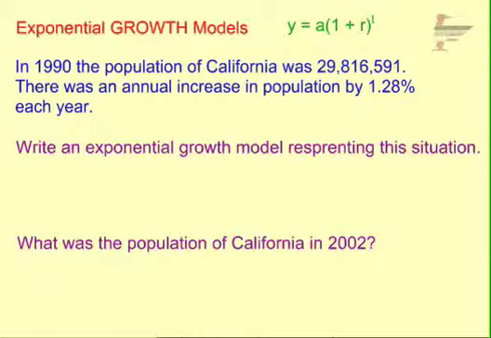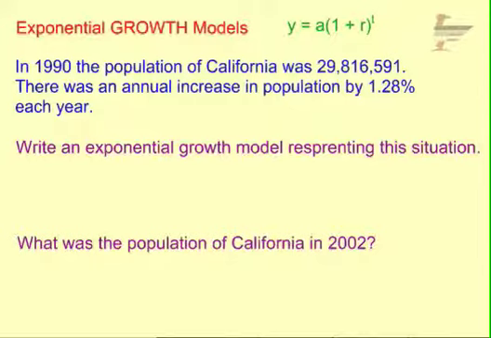Writing an exponential growth model. It's a word problem, but that's okay. We're going to learn to love these. In 1990, the population of California was really big. It was over 29 million. There was an annual increase in population by 1.28% each year. We need to write an exponential growth model representing this situation.